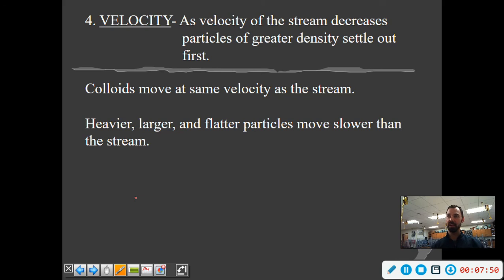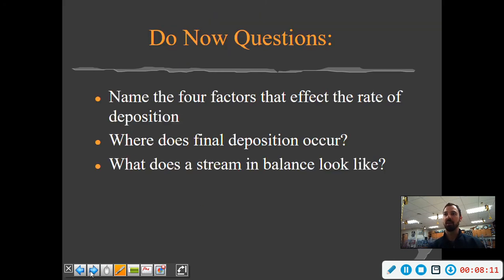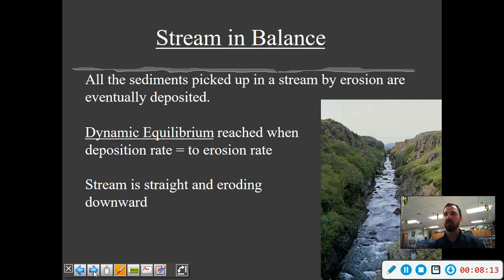And velocity, as velocity of the stream decreases, the particles of greater density will settle out first. Colloids will move at the same velocity as the stream, which we talked about. And the heavier, larger, flatter particles move slower than the stream and will be deposited earlier on.